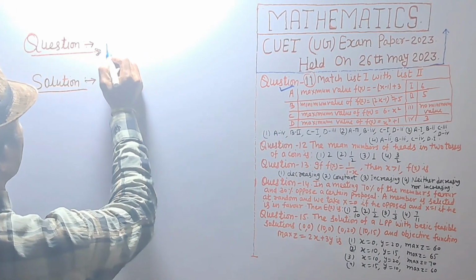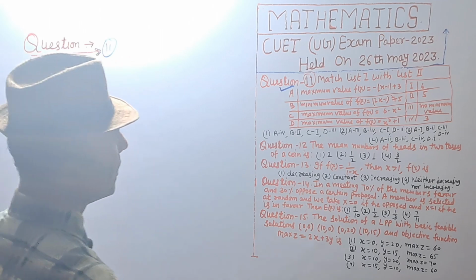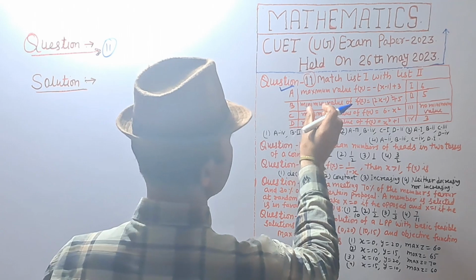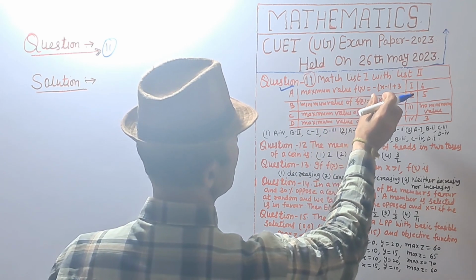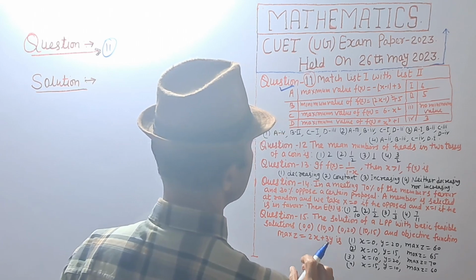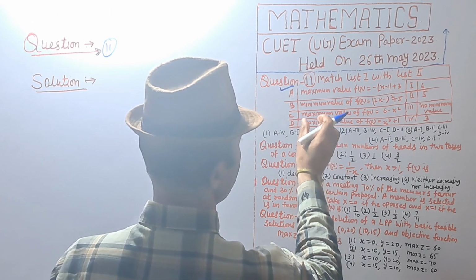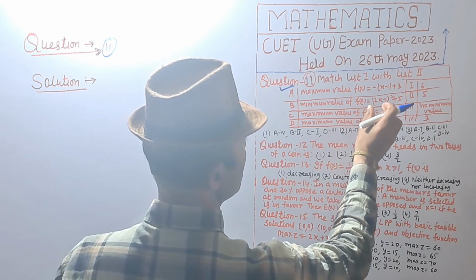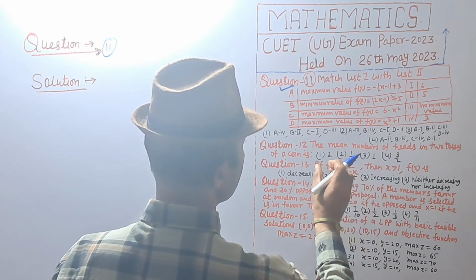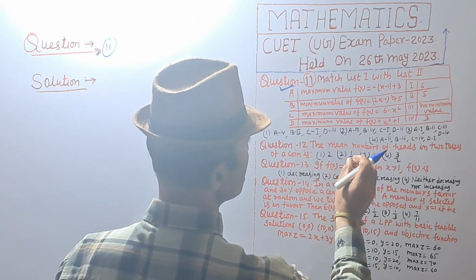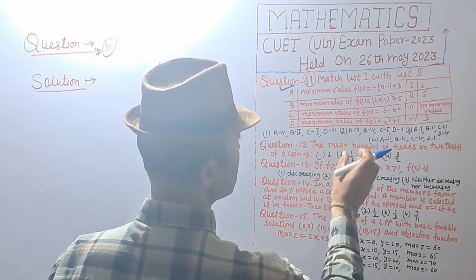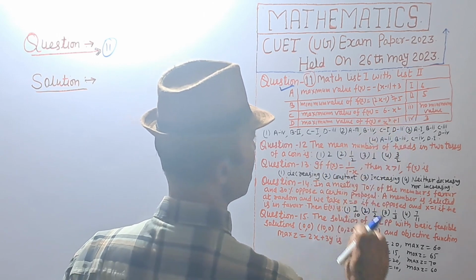Question number 11. Match list 1 with list 2. Maximum value of f(x) = -|x - 1| + 3, and minimum value of f(x) = (2x - 1)^2 + 5. Maximum value of f(x) = 6 - x^2. And maximum value of f(x) = x^3 + 1.